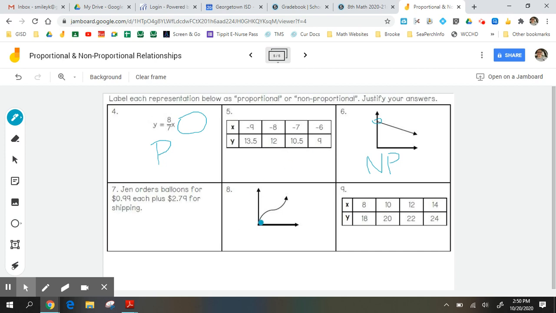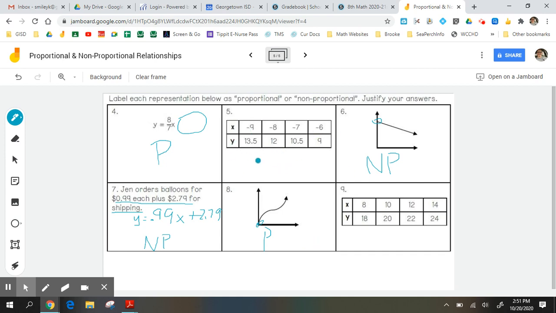Okay. Does it go through the intersection of 0, 0? Absolutely. Is it a crazy, weird, curvy graph? Yes, it is. But it does go through 0, 0. We're going to put it as proportional. Let's look at number 7. Jen orders balloons for 99 cents each, plus there's a shipping fee. If I were to write that equation, I would have 0.99x plus the shipping fee of $2.79. That makes this non-proportional.